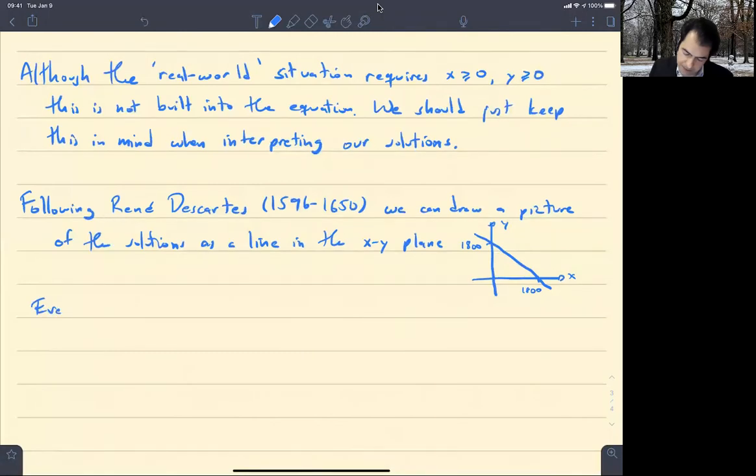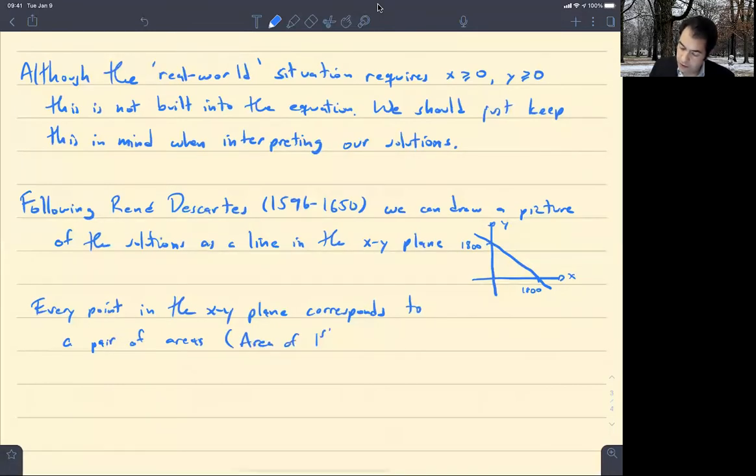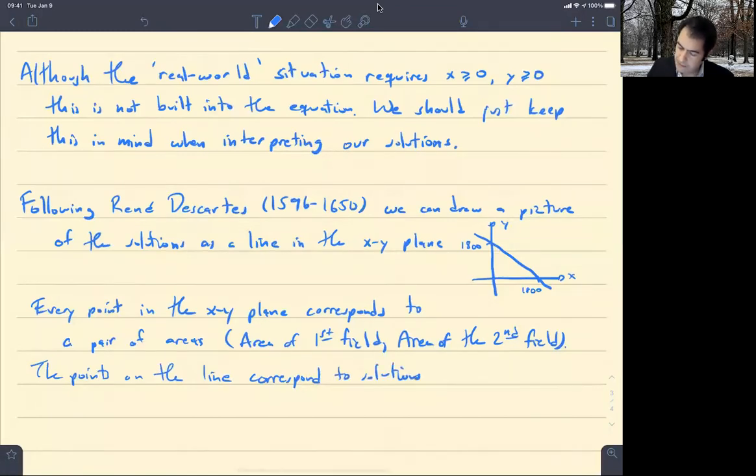So every point in the xy plane corresponds to a pair of numbers. Right, so the first coordinate is just the area of the first field, while the second coordinate is the area of the second field. And so the points on the line correspond to solutions of our equation.